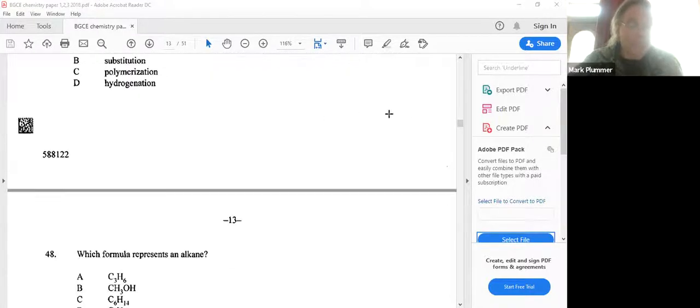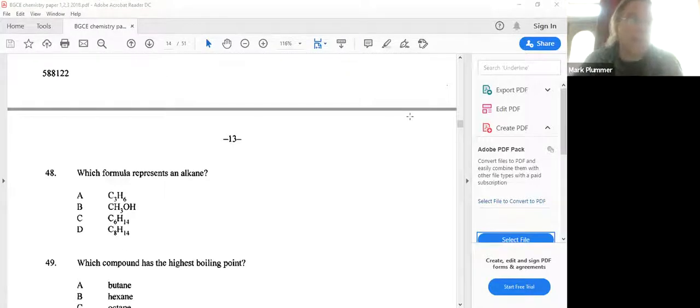Number 48. Which one of those represents an alkane? Alkanes, what's the general formula of the alkanes? It's CnH2n+2. The only one that fulfills that criteria is C. So the answer to number 48 is C.